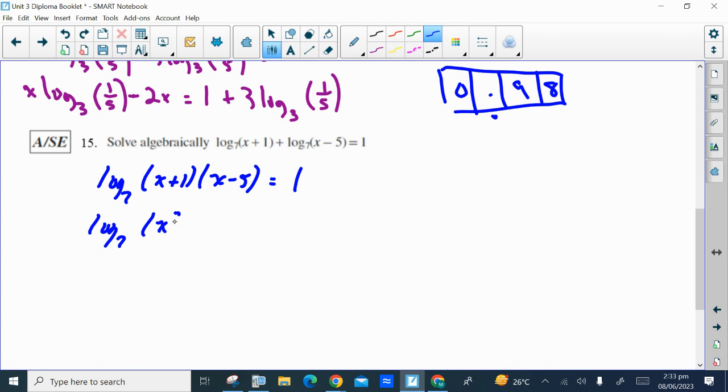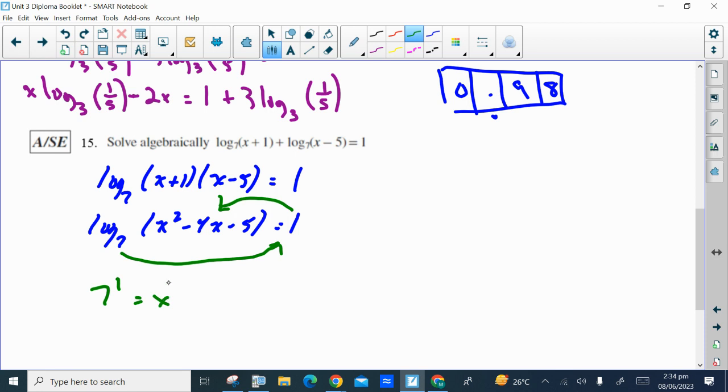So that'll be log base 7 of x squared minus 4x minus 5. And now we will convert from logarithmic to exponential. We'll start with the base and cycle through. Subtract the 7 from both sides and we'll have x squared minus 4x minus 12 equals 0. Solve that by factoring.